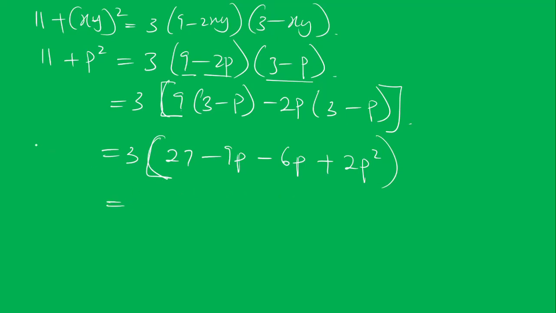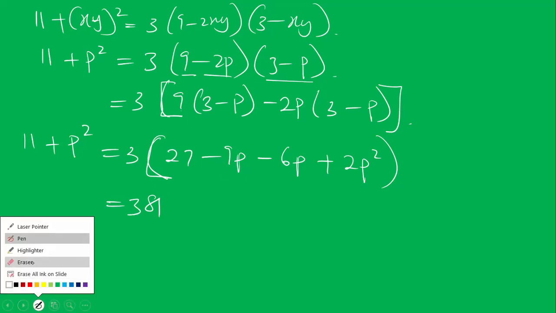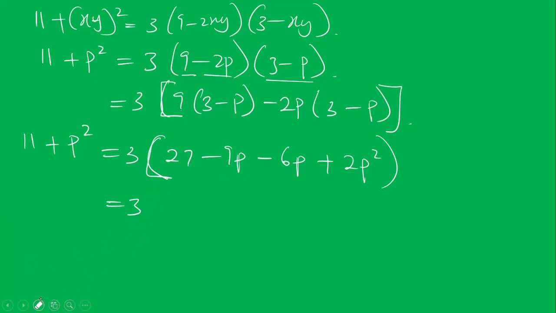Now using 3 to open up the bracket, using 3 to multiply so that you open up the bracket, 3 times 27 will give you 81. Now minus 9p. Okay, before I do that multiplication, let me just simplify the one inside the brackets further. If you have 27 minus 9p minus 6p will give you minus 15p, then plus 2p squared.